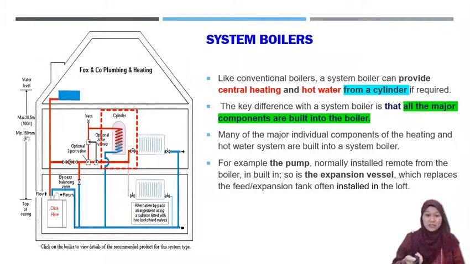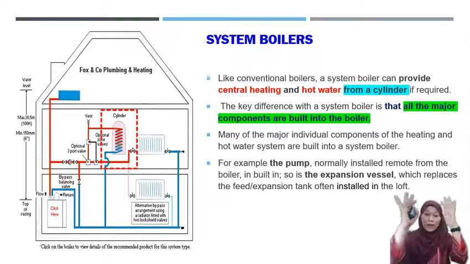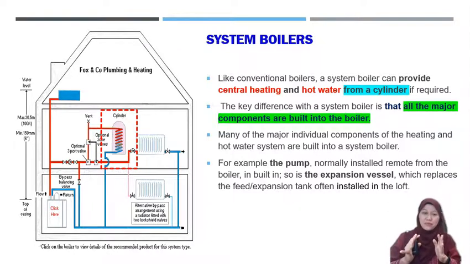Alright, the last system that you need to know is the system boiler. Okay, what's the difference from the conventional boiler just now? They have a tank, but only one tank here, and also a cylinder. It looks like conventional, but all the major components sit in the boiler system itself. In the conventional, usually the pump is outside, but for the system boiler everything is in one boiler system, so they don't have separate parts for the pumps and also for the expansion vessel.